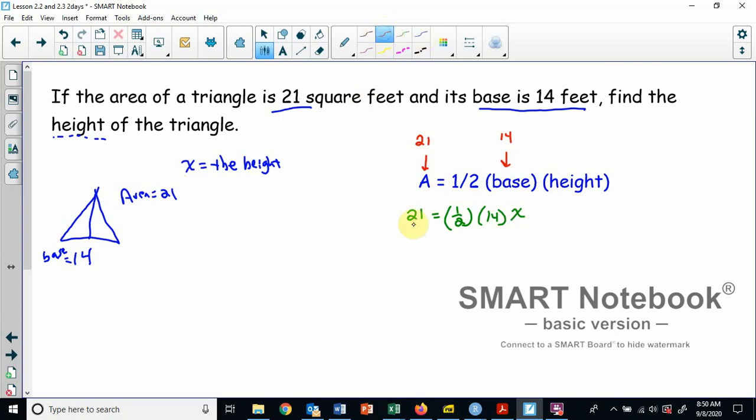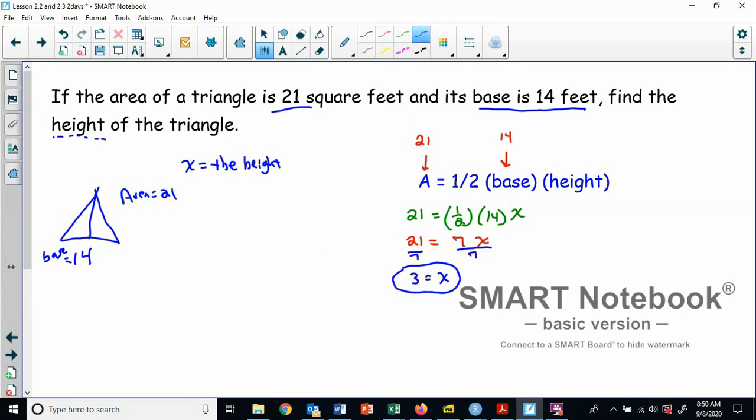Now, let's simplify. I can multiply 1/2 times 14. 1/2 times 14 is 7. Bring down the x. And now it's a simple one-step solve. All I have to do is divide by 7. So 3 equals x. So I have found x, but I have not answered the question yet.